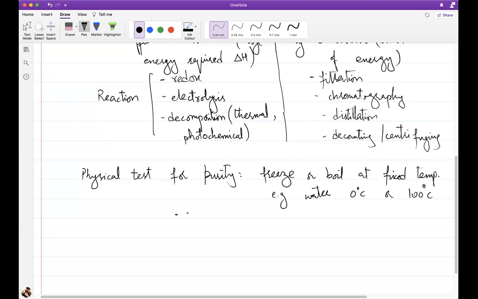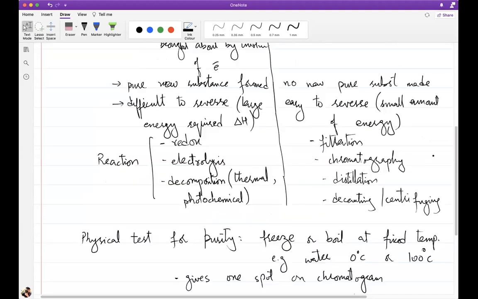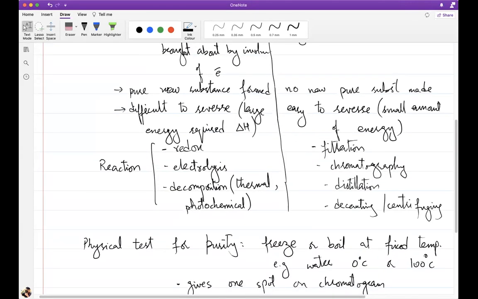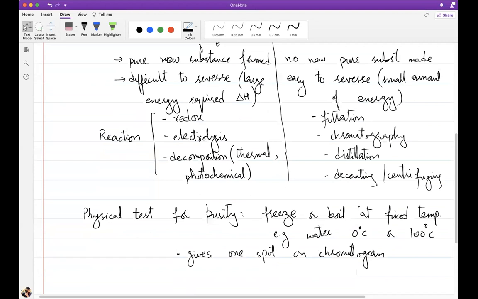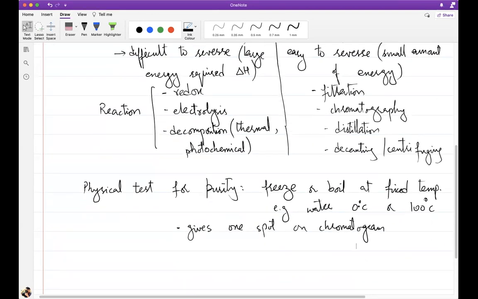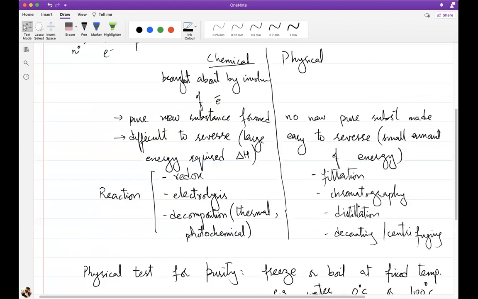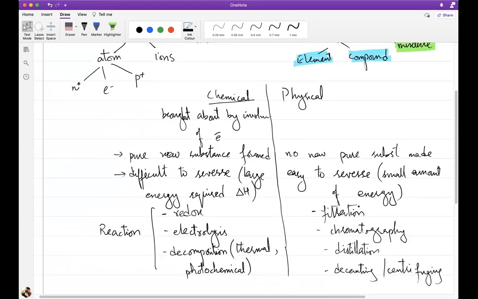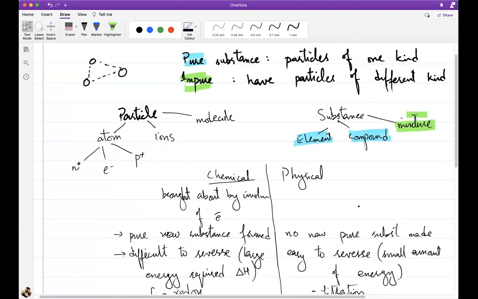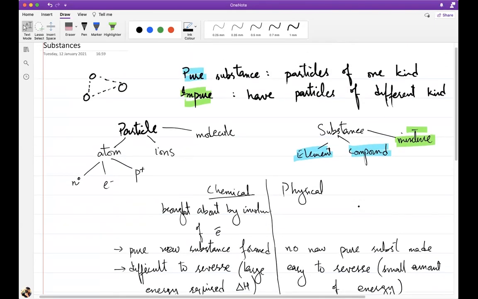Another test is that it gives one spot on a chromatogram. What does that mean? That simply means that when you try to separate it through physical methods, such as filtration, chromatography, distillation, decanting, you only end up with one thing at the end because it's a pure substance. So all physical processes will not be able to separate it. All right. So pure substances are impossible to separate or break down using physical methods.